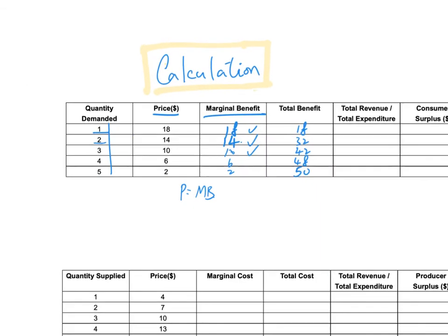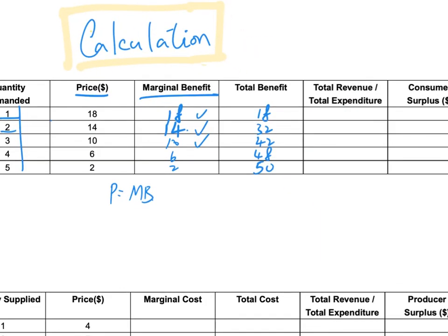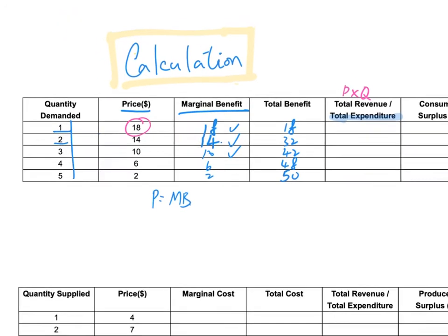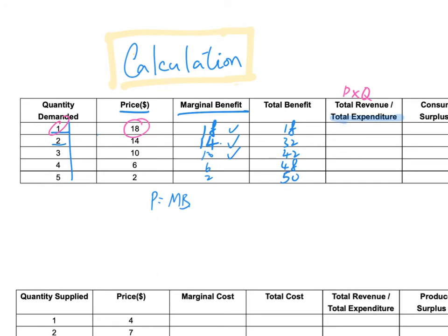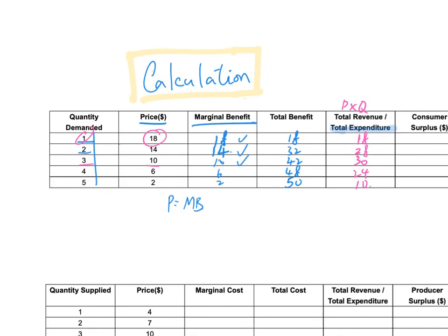About the total revenue, or total expenditure for the consumer. What is it? Actually, that is P times Q, right? So we take the P times the quantity. That is 18, 14 times 2 is 28, and then 10 times 3 is 30, 24, and 10. Okay, that's all.